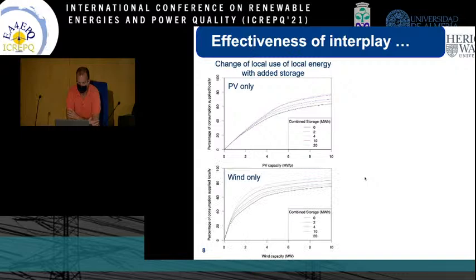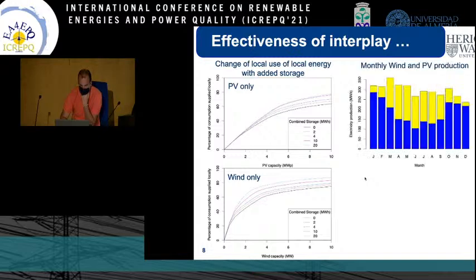If we do the same analysis for wind only, we see that the benefit of storage peaks much earlier, but also levels off at around 80%, and the saturation of the benefit isn't quite as rapid as for the PV. So there's a slightly different profile, and of course that's linked to the difference between PV, which has a strong seasonal and strong daily cycle, while the wind is much more irregular throughout the year.